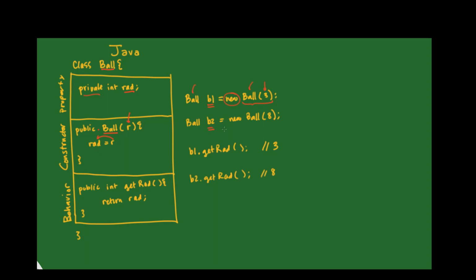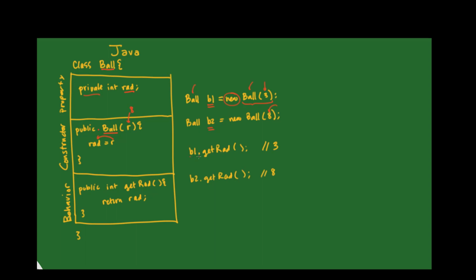When I make ball 2, however, I'm going to pass in a different value, in this case 8, so now 8 gets passed in. The same constructor function is called, but I'm creating a new object in memory. I still have my B1 in memory, now I have a B2 in memory, and I have this 8 that's going to come in here, so this guy has an 8. This method called getRad for each ball is going to return a different number.